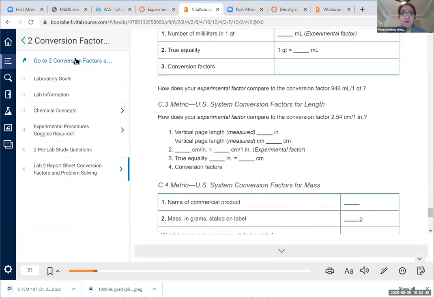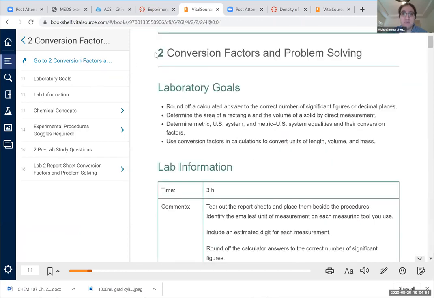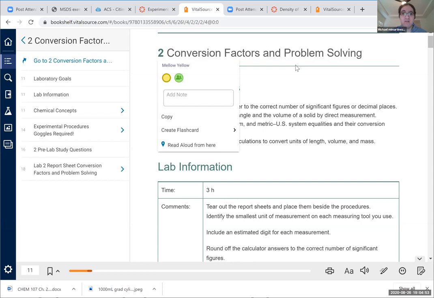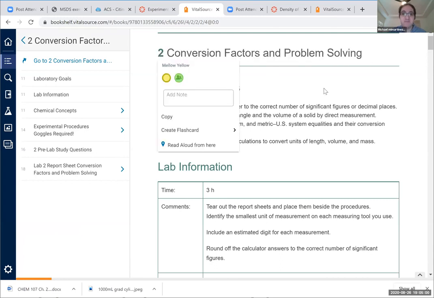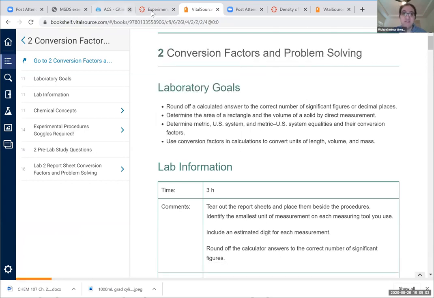If you go to VitalSource, this will be lab 2 in your lab manual. I'm pulling it up in VitalSource, but you'll pull it up in your lab manual, and it's called conversion factors and problem solving. That's the title of the lab.